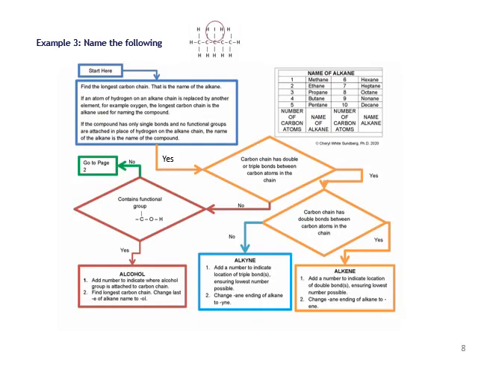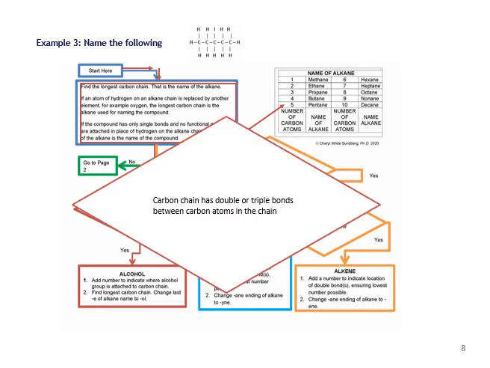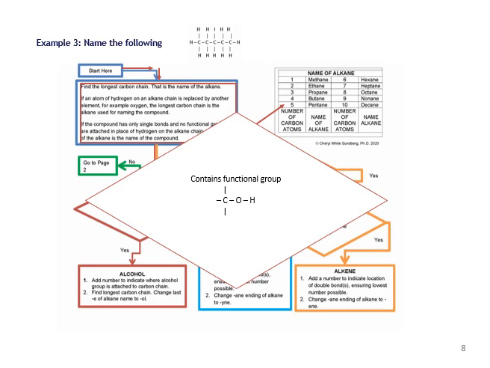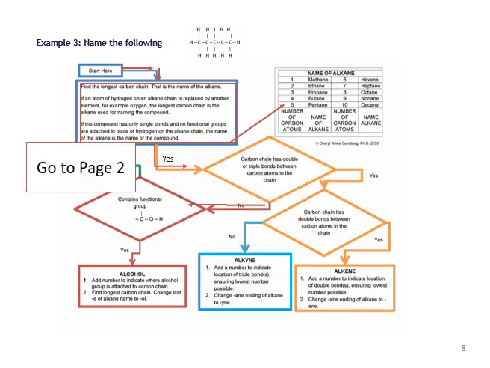There's an iodine attached to the carbon chain. There are 5 carbons in this compound, so this compound is a derivative of pentane. You do not have double bonds between carbon atoms in this compound. It's not an alkene with an E. It does not have triple bonds, so it is not an alkyne with a Y. It does not have an OH group, so it's not an alcohol. Go to page 2.